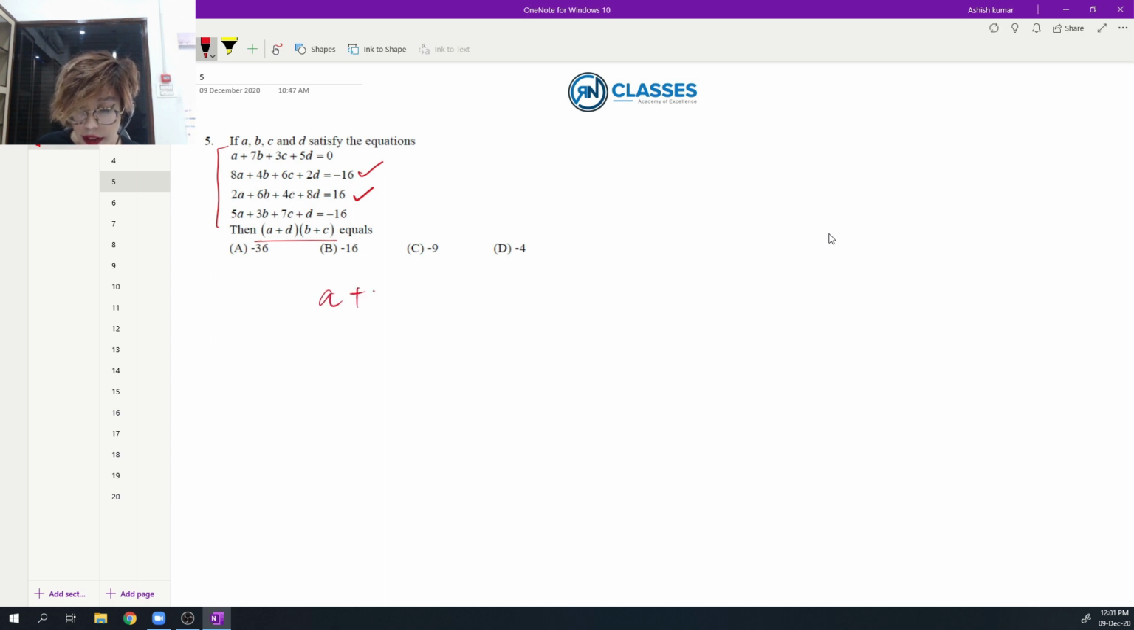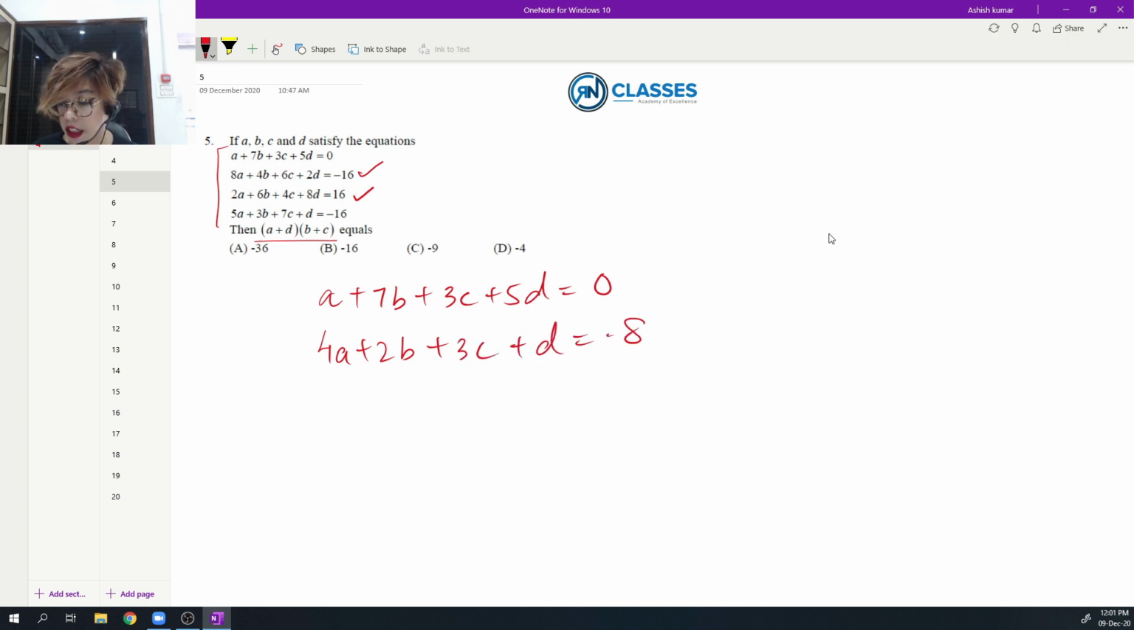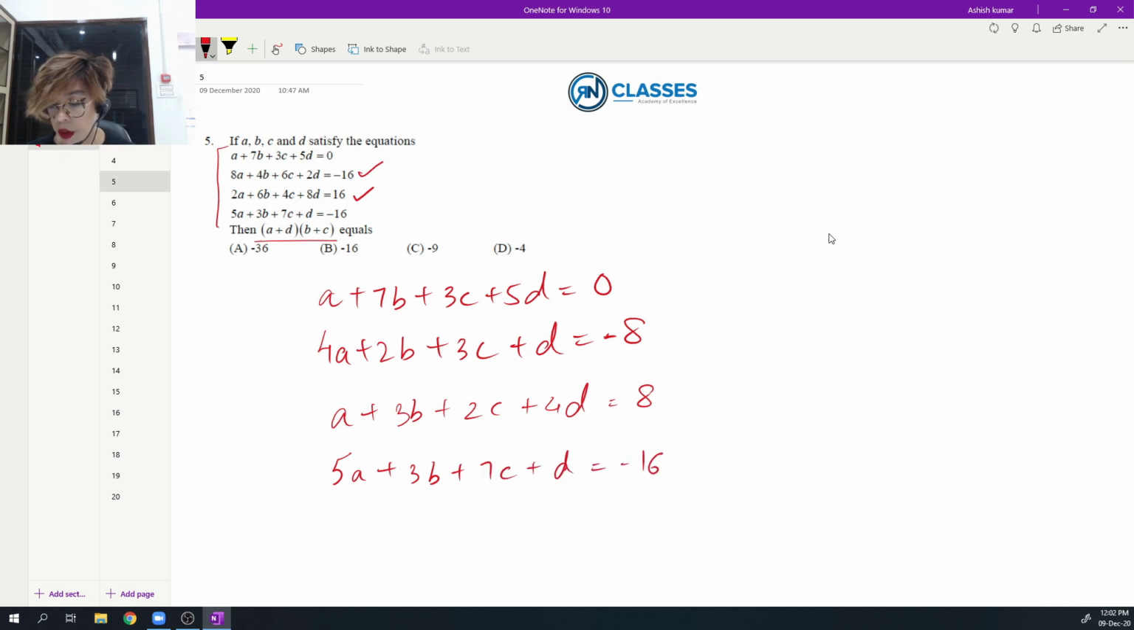So A plus 7B plus 3C plus 5D equal to 0. And the second equation I'll rewrite. So that is 4A plus 2B plus 3C plus D equal to minus 8. Third equation we rewrite करते हैं because I can cancel the 2 factors. So A plus 3B plus 2C plus 4D equal to 8. And last equation as it is. So 5A plus 3B plus 7C plus D equal to minus 16. Now using these 4 equations, I need to find the value of this.